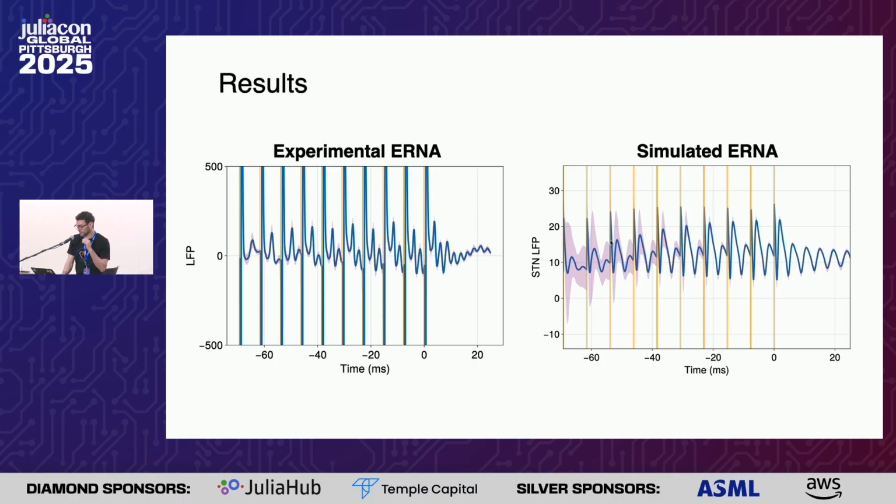And even though the shape is not exactly the same, this is still a work in progress. You can see that it already recovers the main features of ERNA. Like the very basics is that after each pulse, you see some evoked neural activity. Also, the amplitude of the peaks builds up with the train of pulses. And you can see also this second peak here, which builds up progressively with the train of pulses.